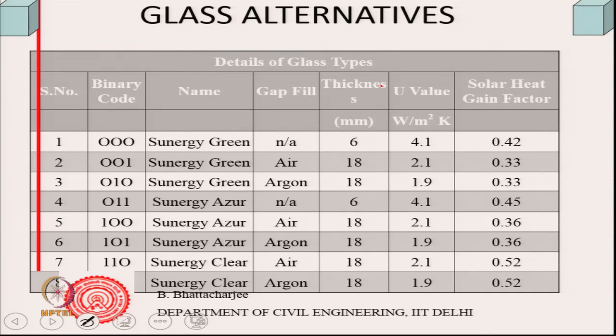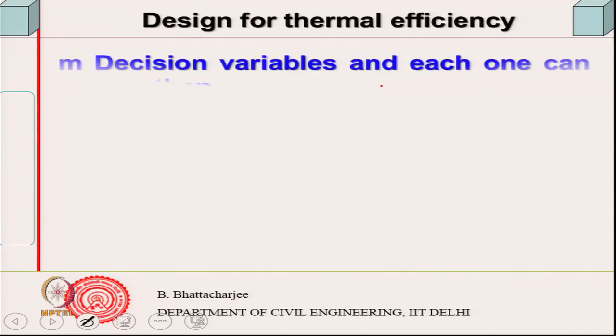So you see glass alternatives, various ones, Sun Energy Green, from commercial ones. So there is no gap fill, thickness 6 millimeter, U value, solar heat gain factor. This property should be known to me. So I can choose some 8, 9, 10 or 12 or as many of them.